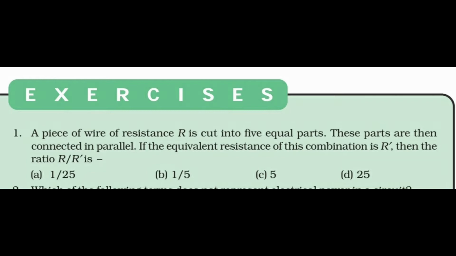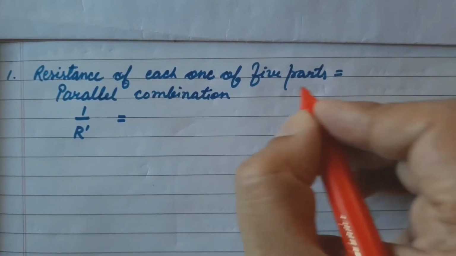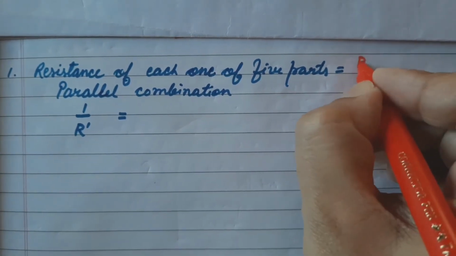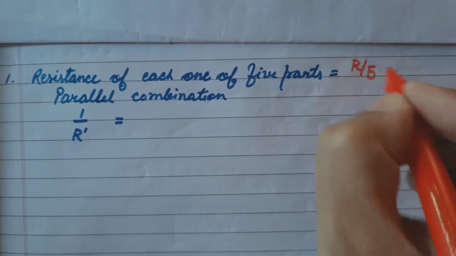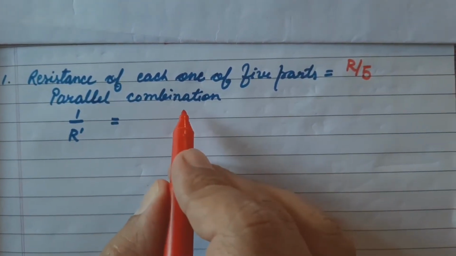First question. A piece of wire of resistance R is cut into 5 equal parts. These parts are then connected in parallel. If the equivalent resistance of this combination is R dash, then the ratio of R by R dash is? Resistance of each one of the 5 parts is R by 5. They are connected in parallel combination.